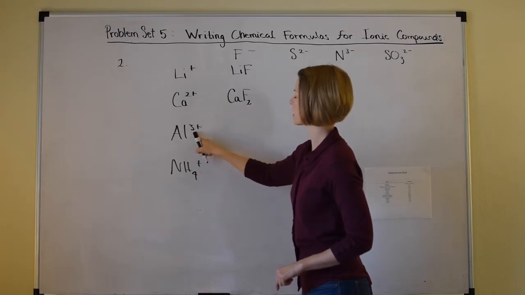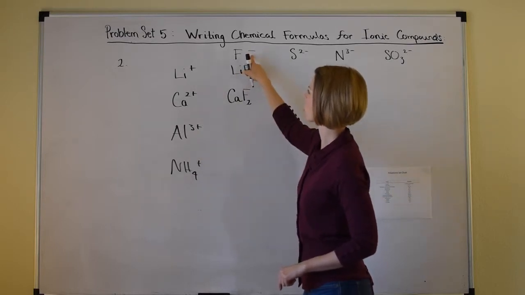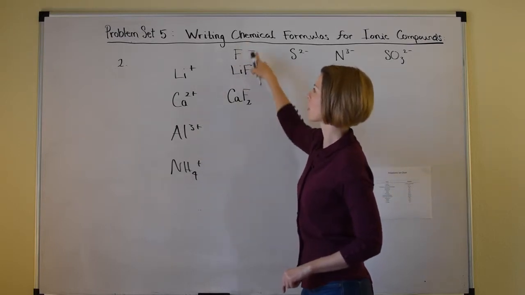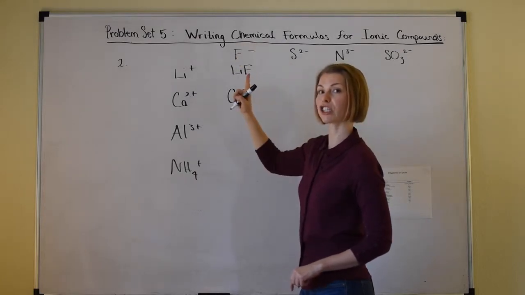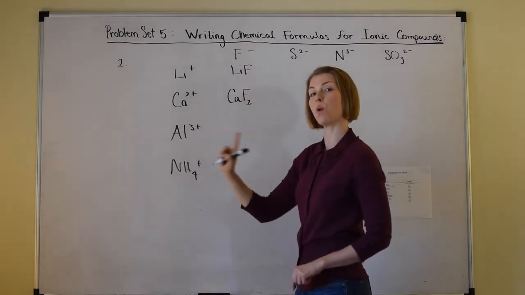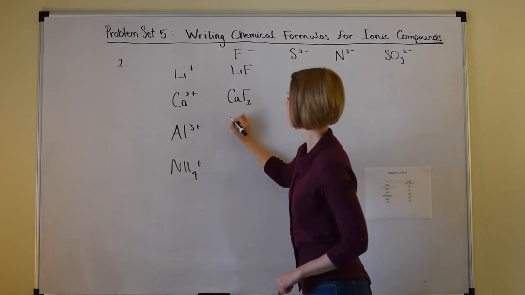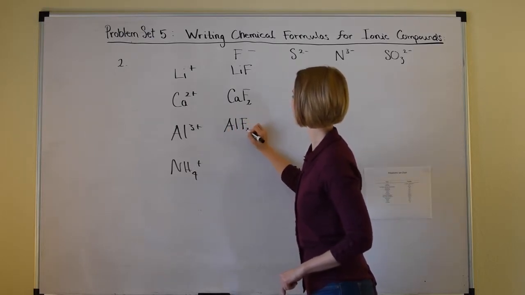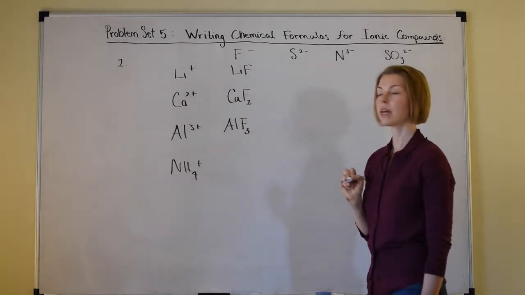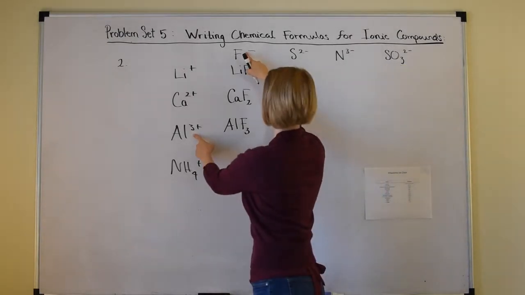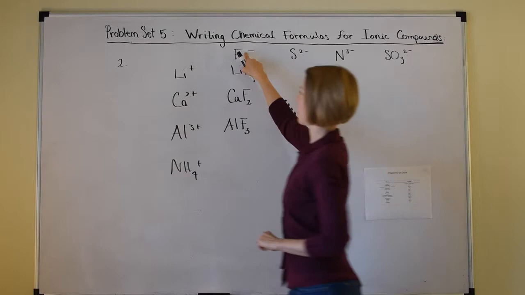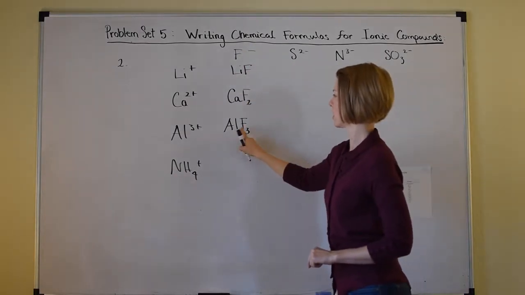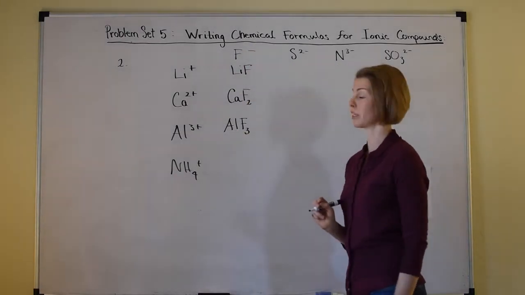The aluminum cation has a 3+ charge. Fluoride is just 1-. So it's going to take 3 fluorides, each with a 1- charge, to balance out the charge on just one aluminum cation. So we're going to write that as 1 aluminum and 3 fluorides. And again, you can just switch these numbers, the 3 and the imaginary 1 here. So it takes 1 of these and 3 of these. That's the quickest way to do it.